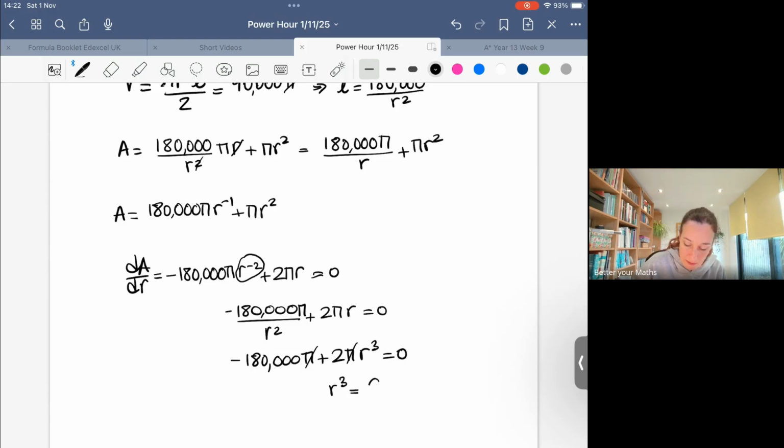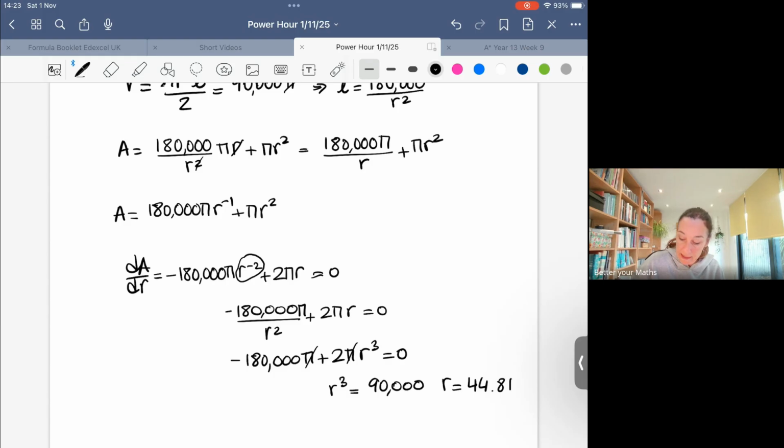So that means that 2r cubed, or r cubed, is going to be, I'm going to divide everything by 2, so 90,000. And that means that r is the cube root of 90,000. Cube root of 90,000 is what?